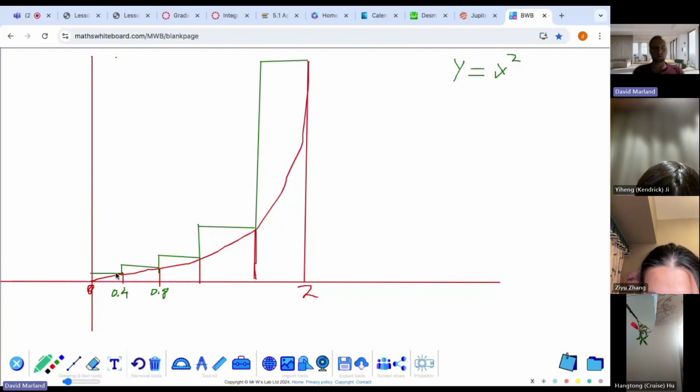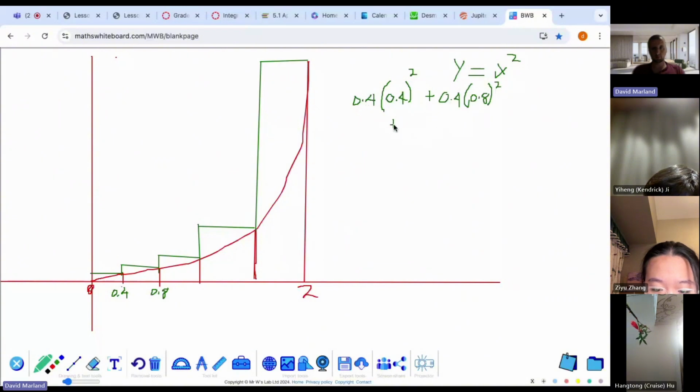Okay, so I need to start working out just a proper approximation. So for the first rectangle, the width is 0.4. Then we multiply by x squared. So here this is 0.4 squared. And then next one, the width is 0.4 and the height is 0.8 squared. Okay, and you keep doing that.